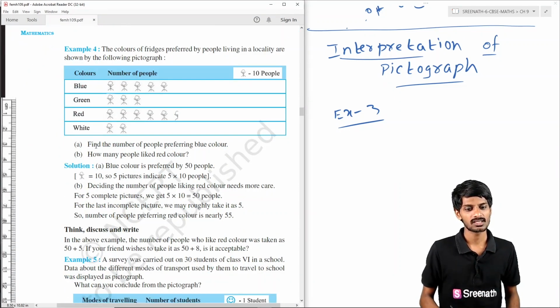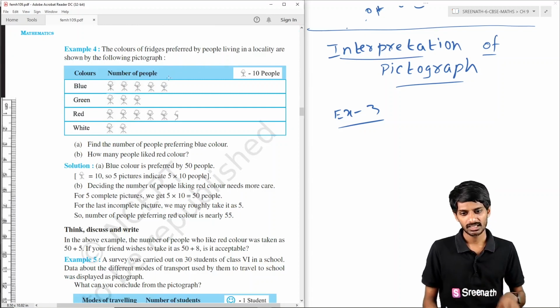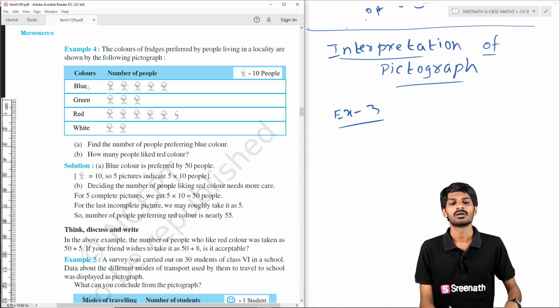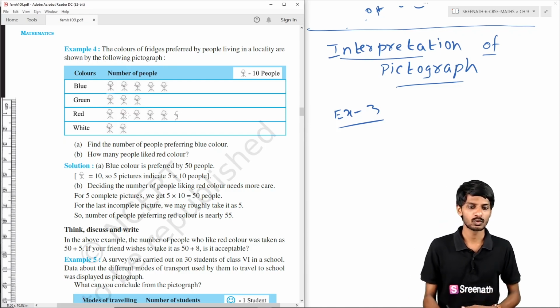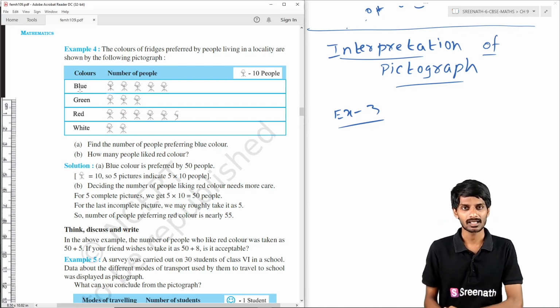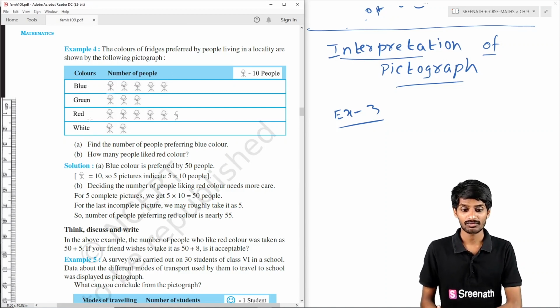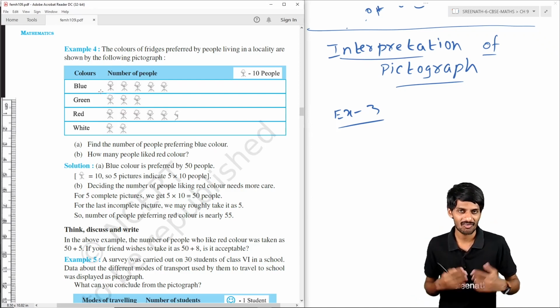So next thing is colors of fridges preferred by the people living in a locality, shown by the following pictograph, students. The colors of the fridges are blue, green, red, and white, and the number of people liking the blue, the green, the red, and the white. And comment below what is your favorite color, friends.